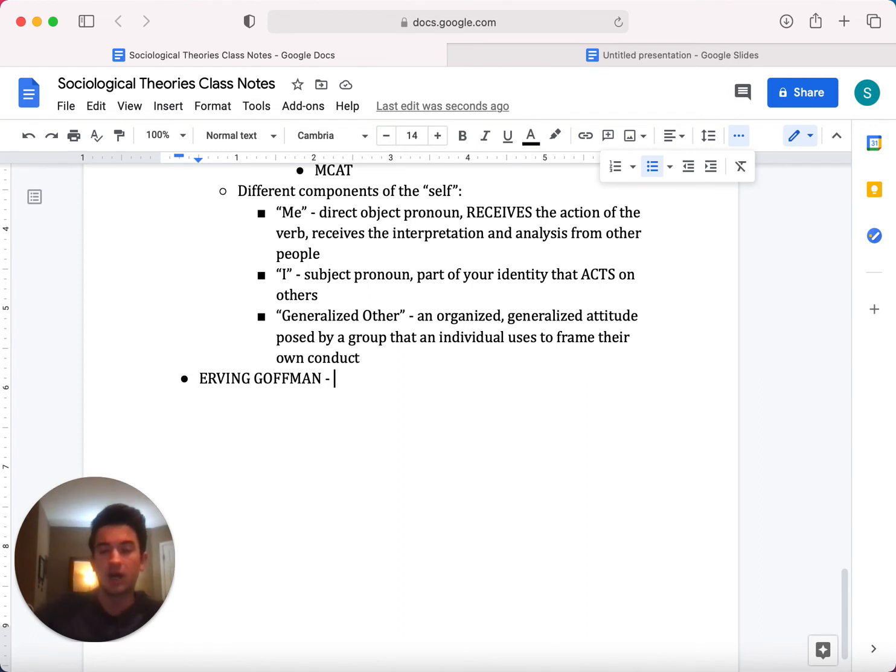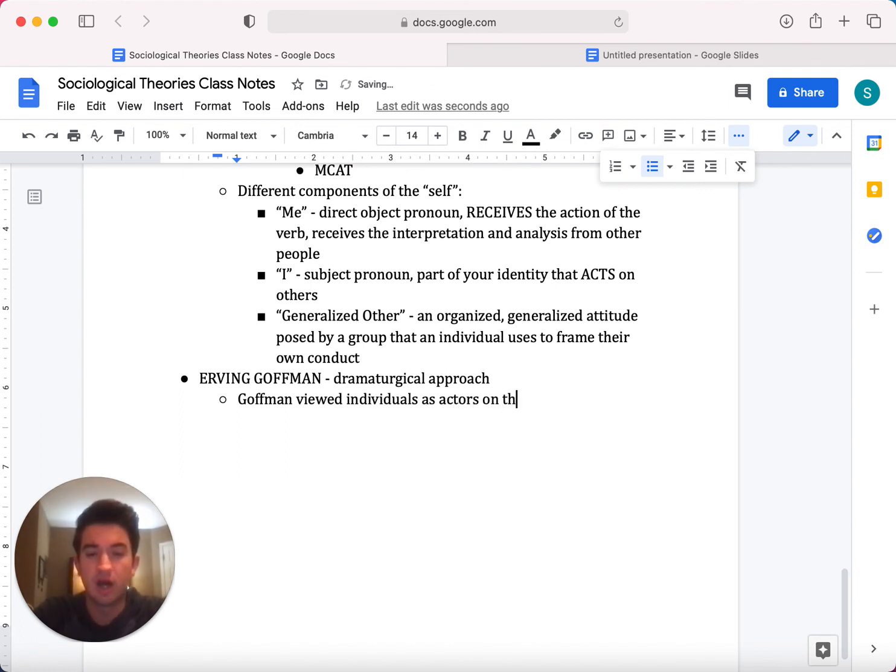Okay, and some of you might have remembered Erving Goffman from the winter break work. So when you think of Erving Goffman, I want you to think of the dramaturgical approach. The dramaturgical approach was kind of this approach that Goffman made up. It's a subset of symbolic interactionism, so it falls within symbolic interactionism. I'm going to give a little definition of it. Goffman viewed, this sounds really stupid, but this is just what he thought, individuals as actors on the stage of life. He thought that life was all like a play.